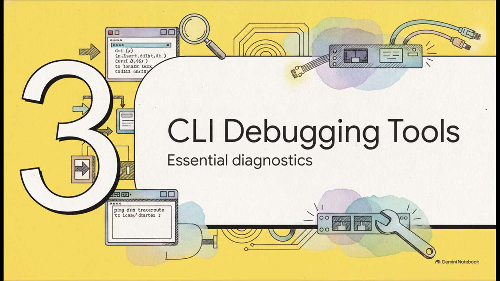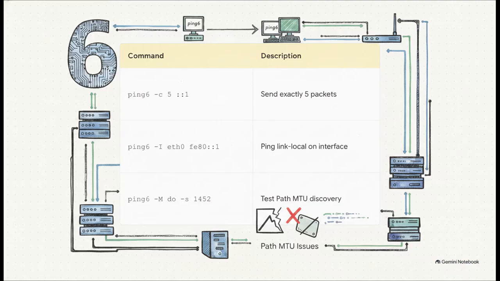All right, let's gear up in Section 3, Essential CLI Debugging Tools. Consider this your ping6 cheat sheet. On modern systems, your standard ping command might just default to IPv4, so explicitly using ping6 forces the IPv6 test. And pay close attention to that last command. By using the -m do flag alongside a specific packet size, you can test for path MTU issues. If your large packets are stalling but the tiny ones get through fine, you've likely got a router dropping fragmented packets without sending the proper ICMP message back.